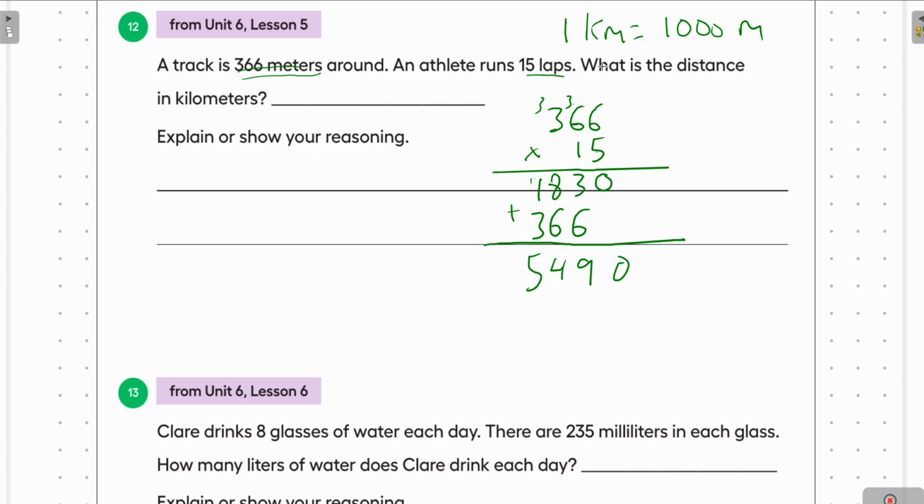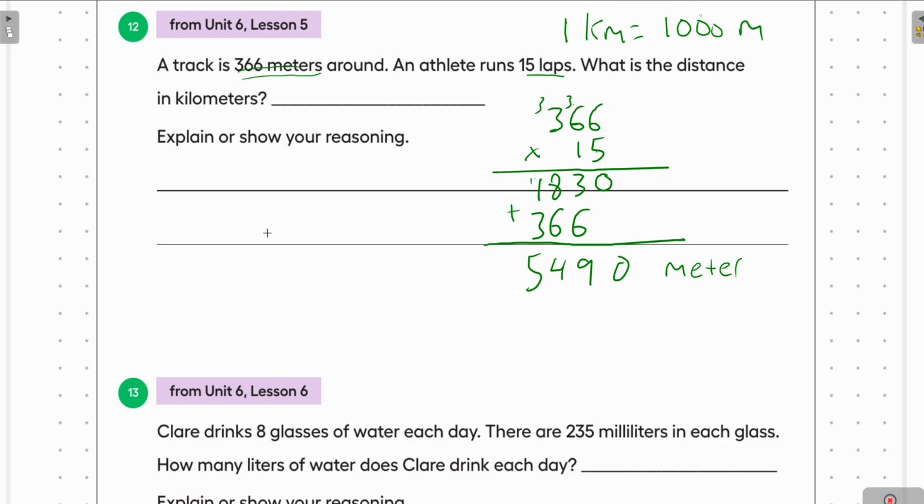So what we have to do here, so we got 5,490 meters. These are meters. And we need to convert that into kilometers. So we know that 1 kilometer equals 1,000 meters. So if it was kilometers and we need to convert them into meters, we would just multiply by 1,000. But if we have meters and we need to convert them to kilometers, then we have to do the opposite operation. We need to divide by 1,000.